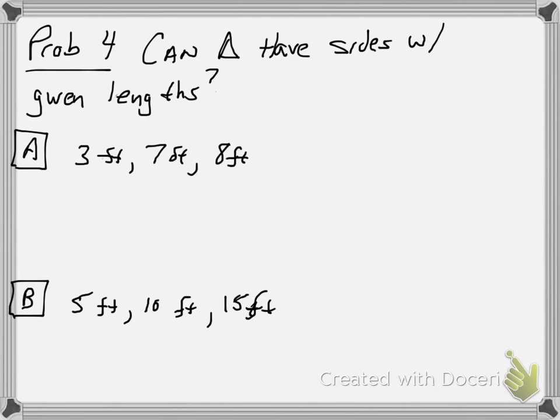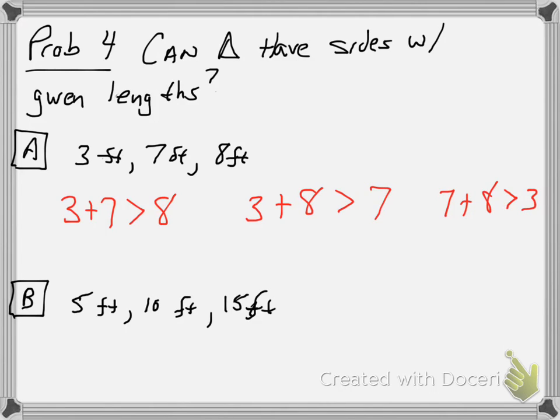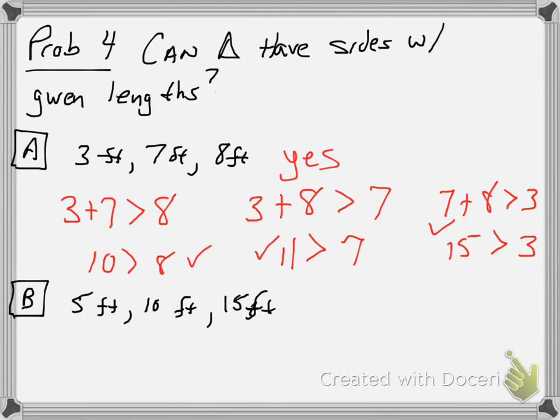Okay, problem 4 says, can the triangle have sides with the given lengths? So in other words, are two sides greater than the third? So you're going to set up three inequalities. 3 plus 7, is that greater than 8? Is 3 plus 8 greater than 7? And is 7 plus 8 greater than 3? Well, you just add them. Is 10 greater than 8? Yep. Is 11 greater than 7? Yep. And is 15 greater than 3? Yep. Okay, so we're good on all three, so yes, this can be a triangle.